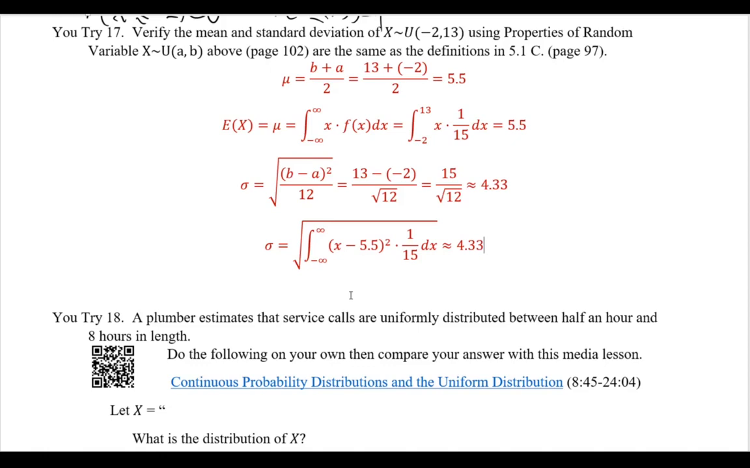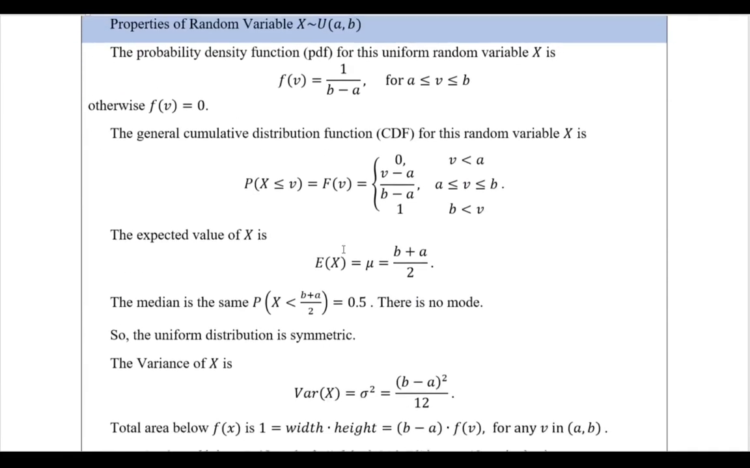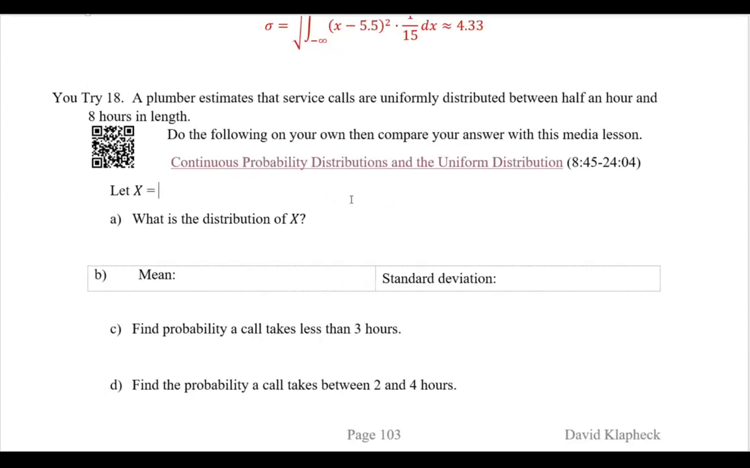We've thus reviewed the definitions for mean and standard deviation, and also verified that the properties given above will indeed give us the true mean, variance, or standard deviation that we learned from 5.1 Part C. You try 18. A plumber estimates that service calls are uniformly distributed between half an hour and 8 hours in length. Do the following on your own, then compare your answers with this media lesson. For instance, let x equal what? You try this, then check back.